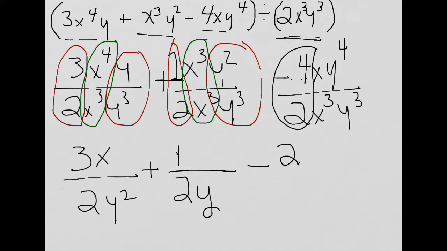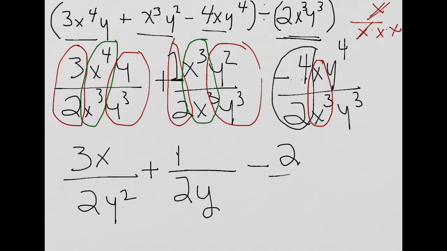And then I'm going to deal with these x's. So I have 1 x on top and 3 x's on the bottom. So again, when I look at it, I'm going to cancel those out. That's going to leave me with 2 x's on the bottom.